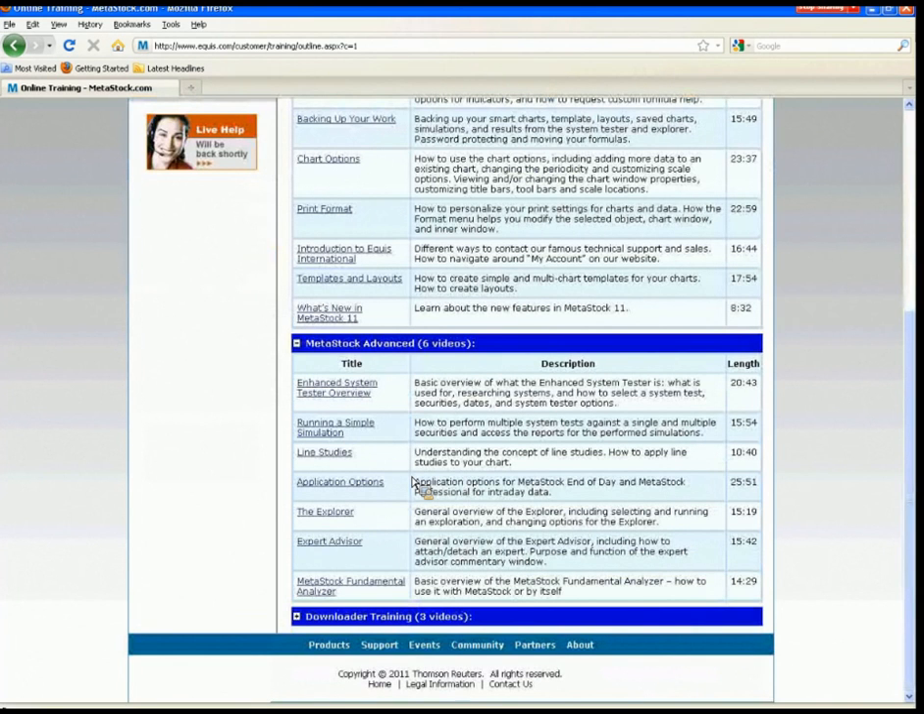Under here, under advanced, these are the ones that I'd recommend that you go through. I'd recommend that you go through the Explorer training module. It does a really good job of showing you how to use MetaStock as a prospecting tool.